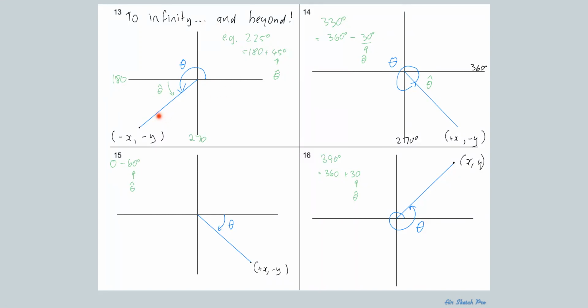If you spin around and it lands in this quadrant, then cosine will be negative, so will sine. If it spins around and ends up in this quadrant, then cosine will be positive, but sine will be negative. Okay? So which quadrant is it in? That'll tell you the sign. What is the acute angle? That'll tell you the value.